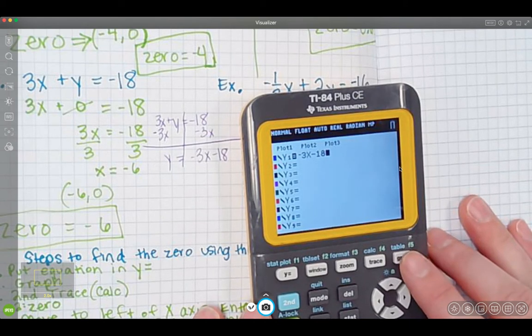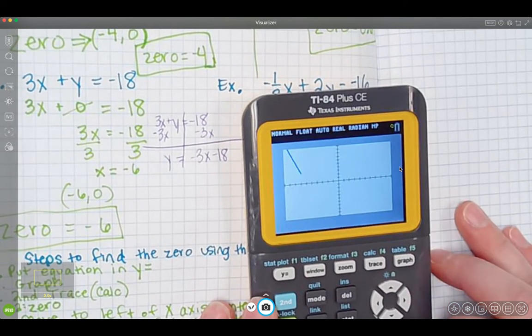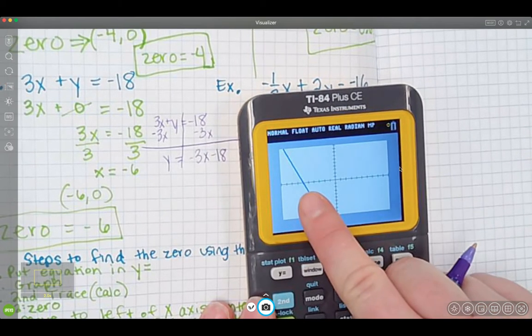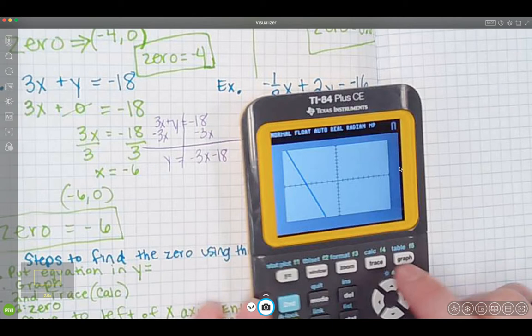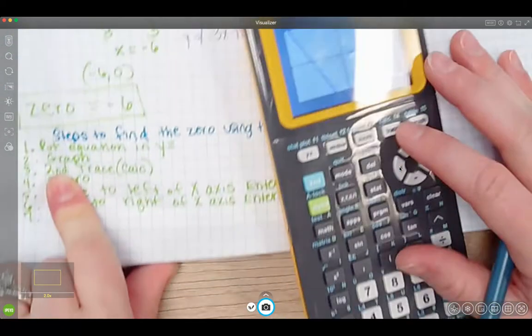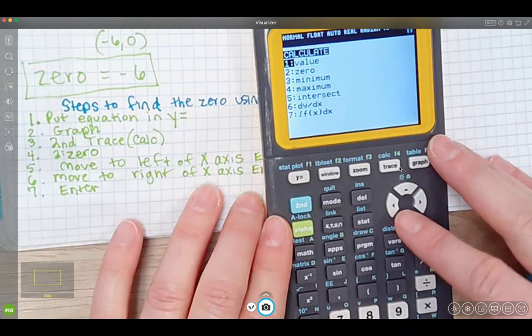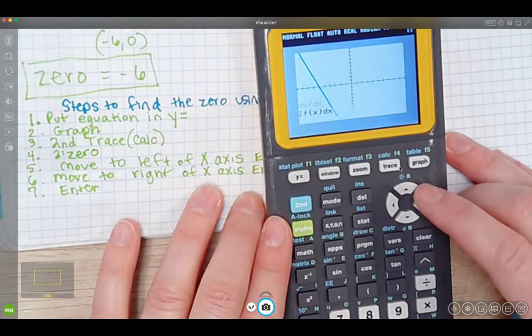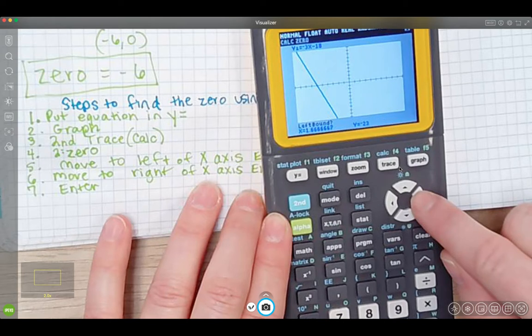Everybody put that into y equals? Okay, now go to graph. Okay, it looks like my intercept's right there, but I want to find it. So I follow the steps. Second, trace. I want to find the 0. Left bound. I need to find where my cursor is. Where is it at?